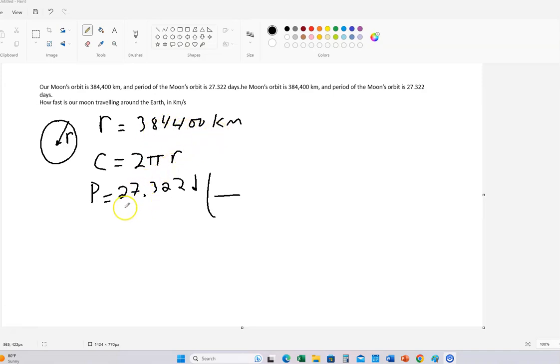The other problem that we have is we know the period. The period of the moon is given to us as 27.322 days. But with that in mind, you have to convert days to seconds, since it asks us very clearly, how fast is the moon traveling around the Earth in kilometers per second? We'll get the kilometers from the distance between the center of the Earth and the center of the moon, and then multiply that by 2 pi. So the units will still be kilometers, but the period is in days, so we need to do a conversion.